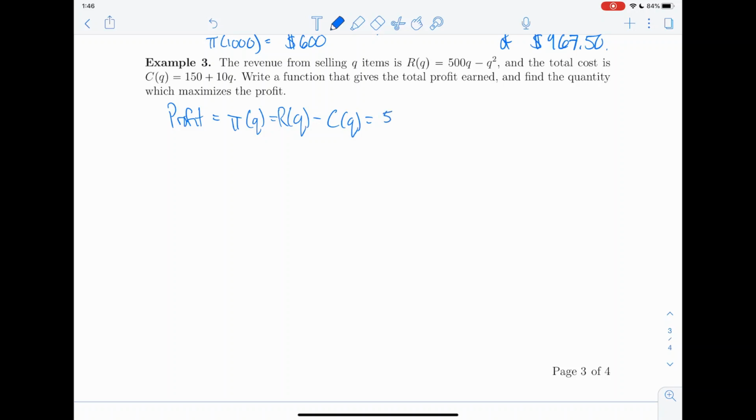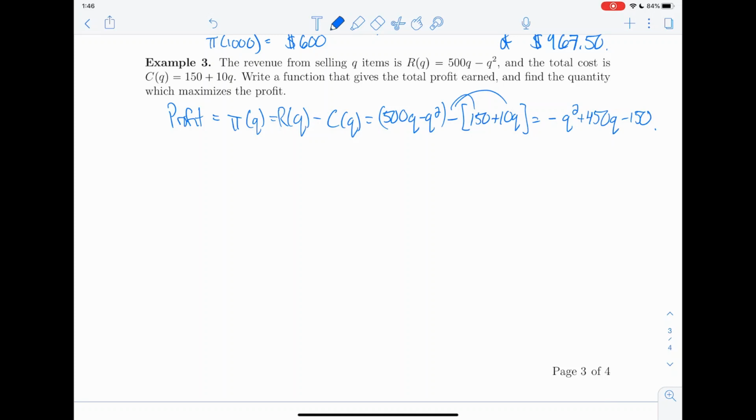In this case, it's apparently 500q minus q squared, that's r, minus the cost function, which is 150 plus 10q, which again, if I distribute the negative, I'll end up with something that looks like negative q squared plus 450q minus 150.